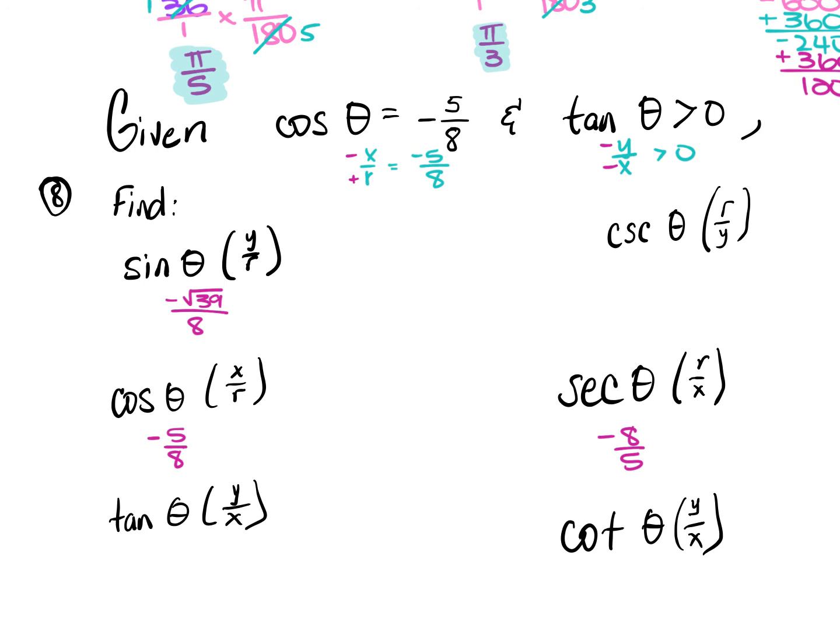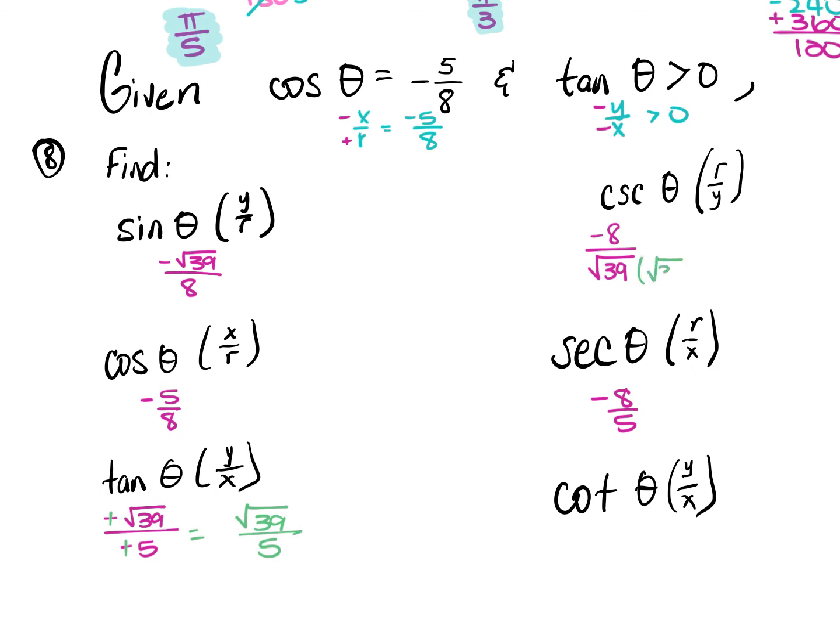Tangent is y over x. If tangent is y over x, that means that's the square root of 39, the negative square root of 39, sorry, over negative 5. A negative divided by a negative is a positive, so that's just the square root of 39 over 5. Find your cosecant and your cotangent still. For your cosecant, you're going to flip that, so it's going to be negative 8 over the square root of 39. Can you leave a radical in the denominator? No, you can't. Multiply the top and the bottom by the square root of 39. And that leaves you with negative 8 square root 39 all over 39.